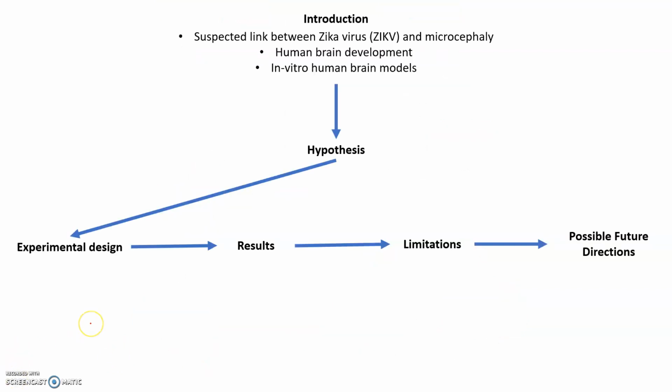So with this, I conclude the introduction. Just to recapitulate, there is strong evidence that leads to suspect that Zika virus can cause microcephaly. We reviewed a little bit of brain development, specifically the cortical development of the brain, and we reviewed how some in vitro tissues can be made to replicate brain models.